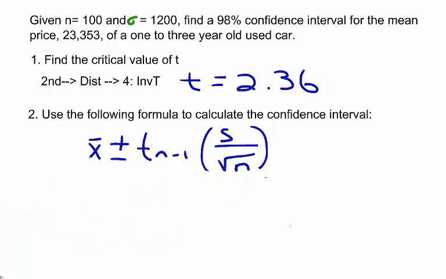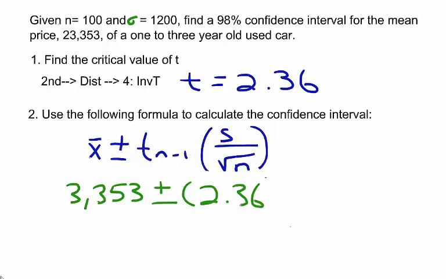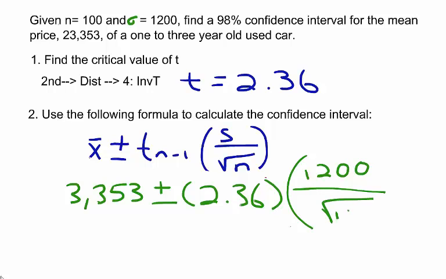When we plug in our values, we get, for X bar, 23,353, plus or minus that critical value of t, 2.36, multiplied by our standard error, which is found by s divided by the square root of n. That's 1,200 divided by the square root of 100.